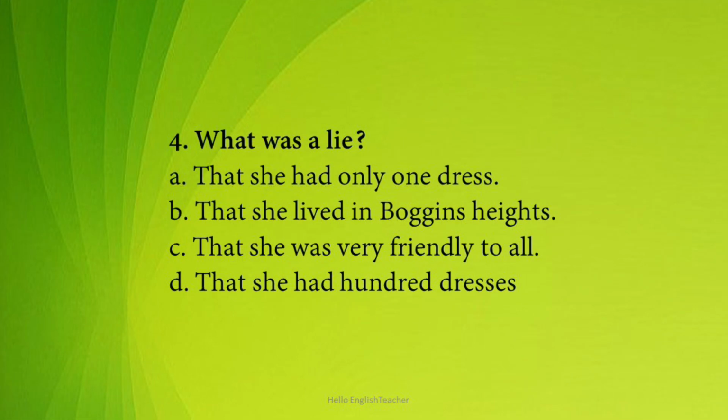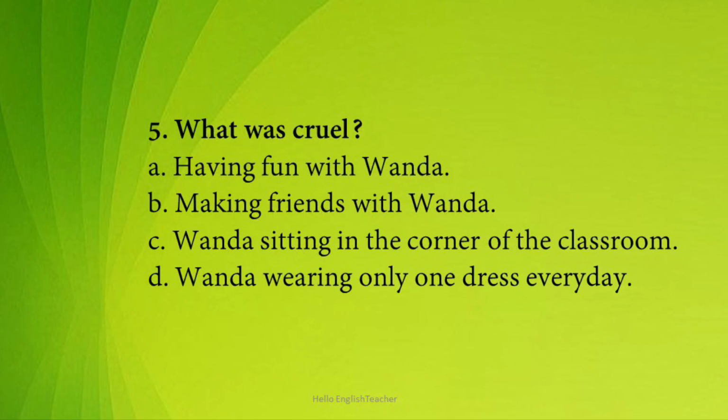So, question number 4. What was a lie according to Peggy? That she had only one dress, that she lived in Boggins Heights, or that she was very friendly to all, or that she had 100 dresses. So, the lie was her telling that she had 100 dresses. So, let us look at the next question, question number 5. What was cruel?